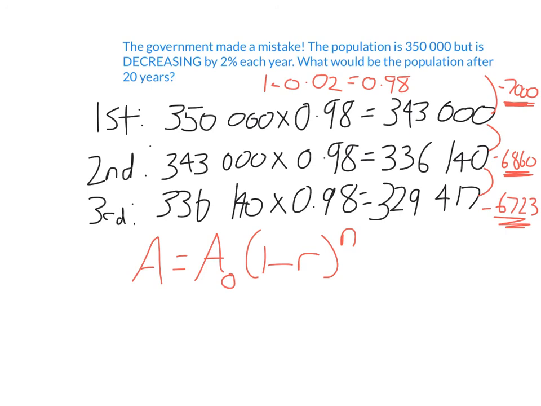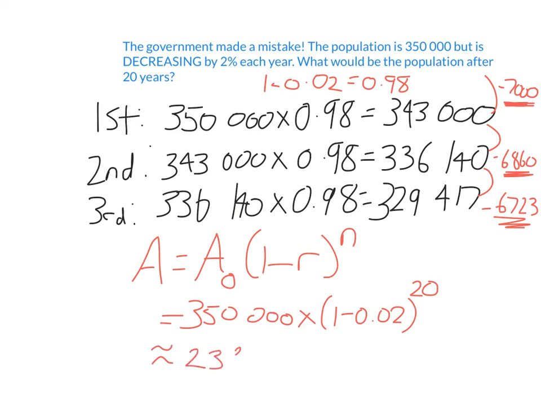Let's use the formula on this question. So we started, A0 is how much we started with, and we times it by 1 minus the rate, which turns out to be 0.98, to the power of 20, because that's the number of decreases. And so the answer we get to the nearest whole number is 233,663. That is how many people will be in the town after the 20 years, okay?